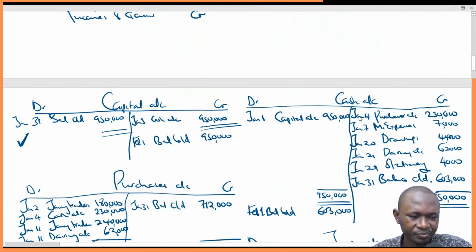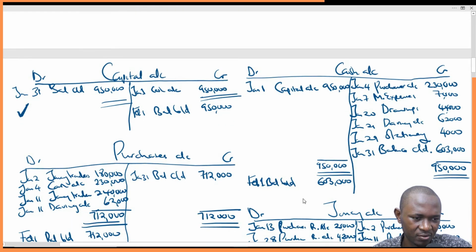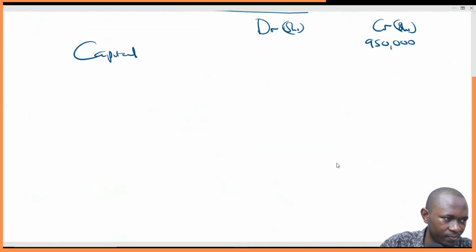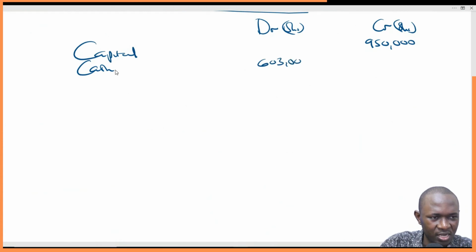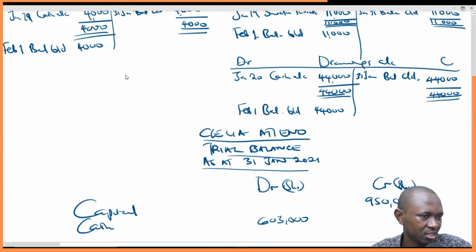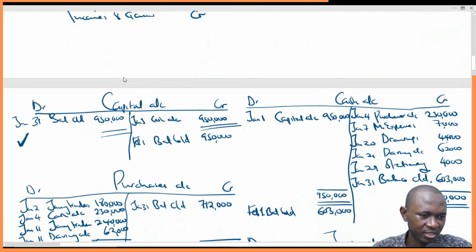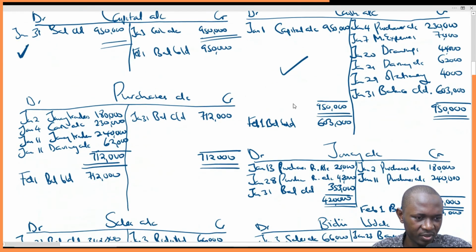Second part is cash account. Cash account 603,000 on the debit side. So we come here, we say cash 603,000 on the debit side. Just like that. And then, so we are done with this. We'll give ourselves a tick here to show that we have already done. We are done with that.